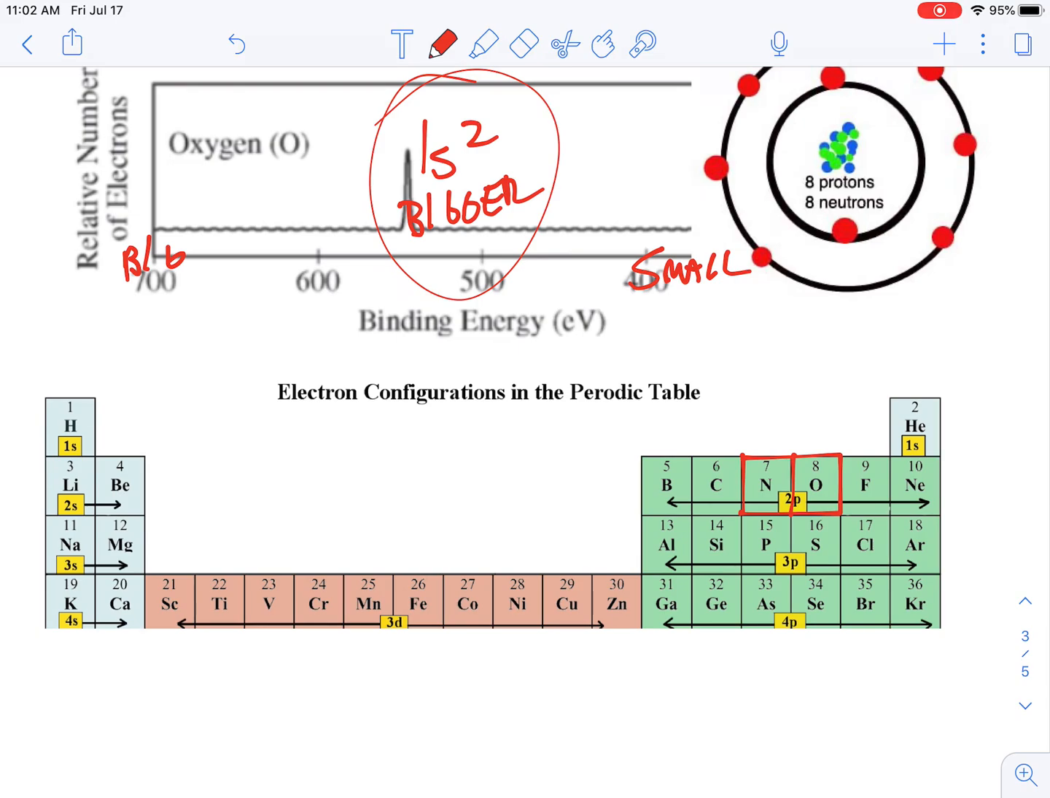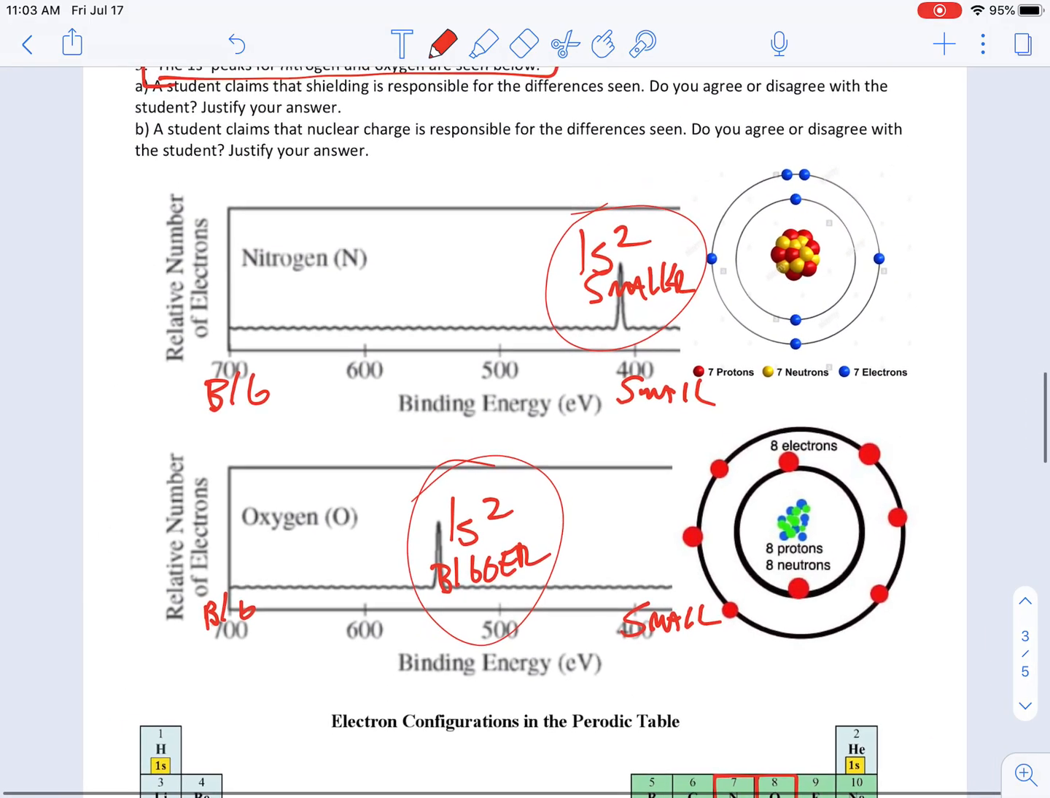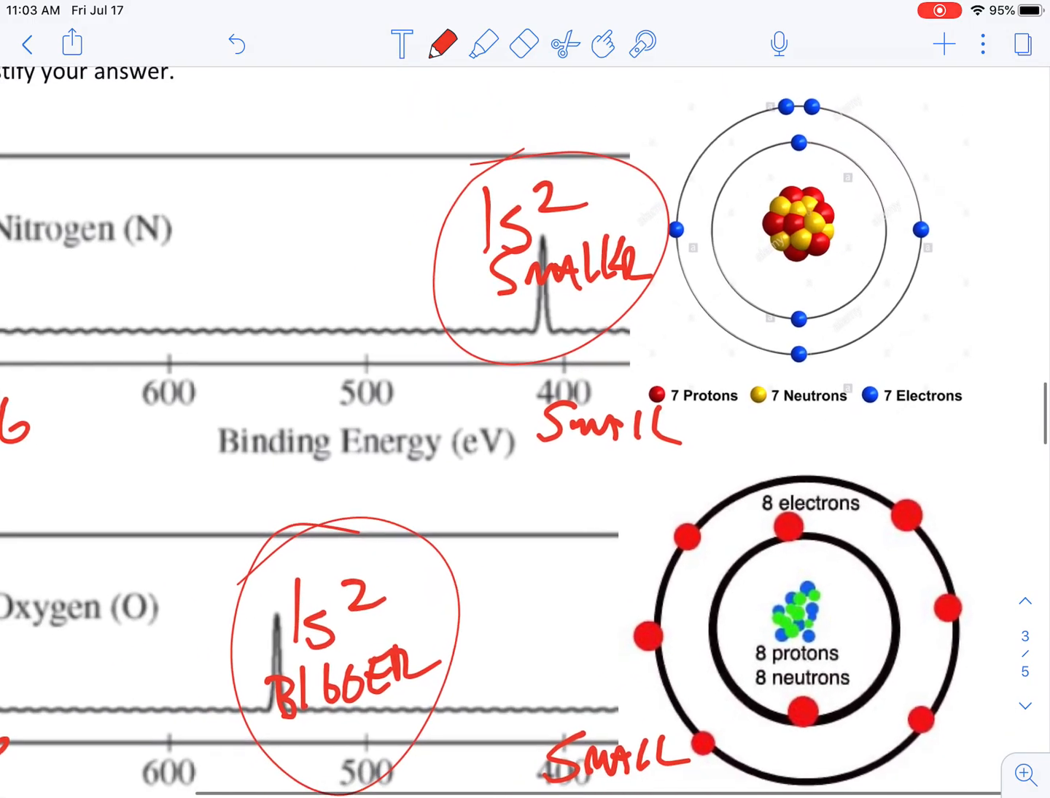In order for there to be a difference in shielding, they have to be at different vertical levels. For instance, if we were to compare nitrogen and phosphorus or arsenic, those would have different shielding because they are at different energy levels. Nitrogen is at energy level 2, phosphorus is at energy level 3, arsenic is at energy level 4. But nitrogen and oxygen are right next to each other on the periodic table, so they will have the same amount of shielding.